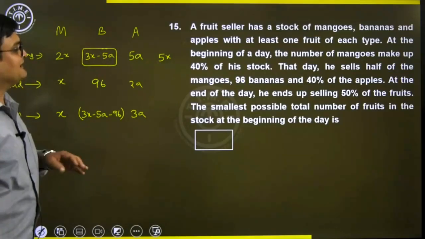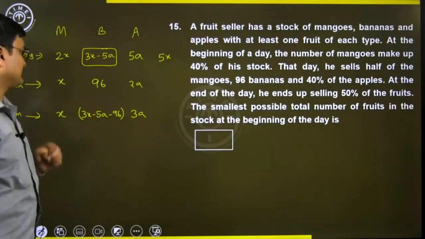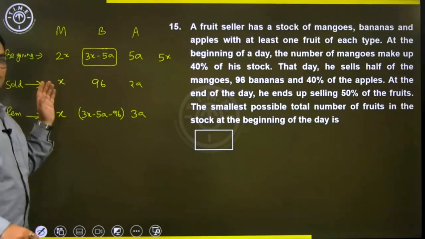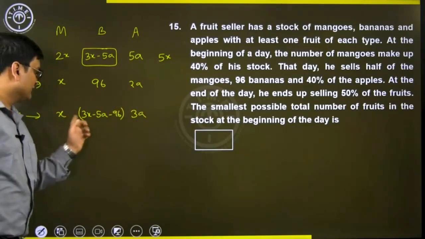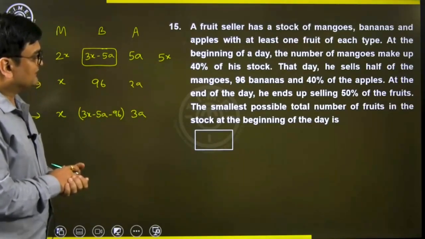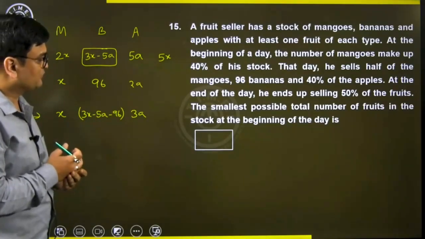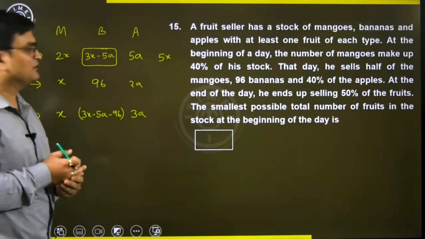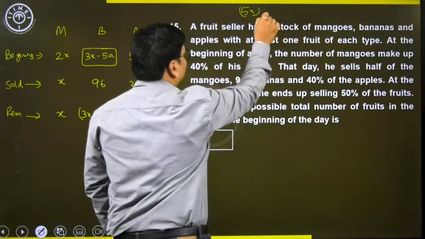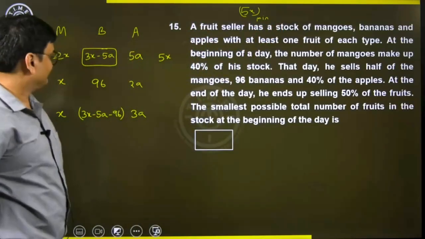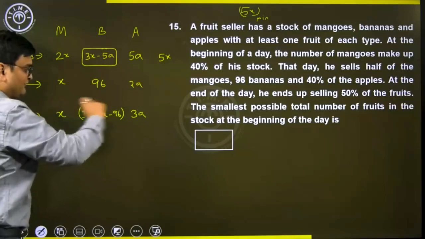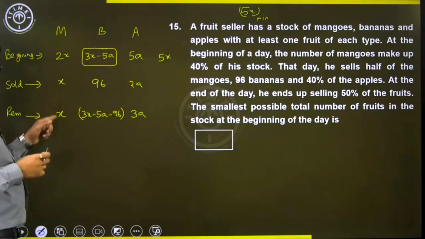At the end of the day, he ends up selling 50% of the fruits. So 50% of the fruit would mean whatever is sold should be equal to whatever is remaining. Only then we can say 50% of the fruit is sold. Then he asks the smallest possible total number of fruits in the stock at the beginning of the day. So he's asking us the minimum value of 5x. So indirectly we want the minimum value for x. Number of items sold should be equal to number of items remaining. This is anyways x and x.